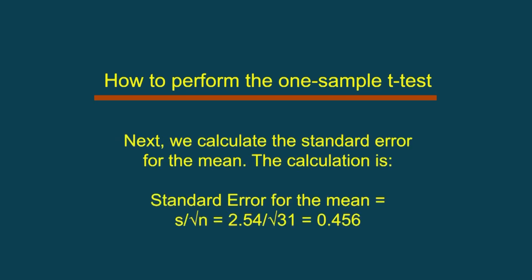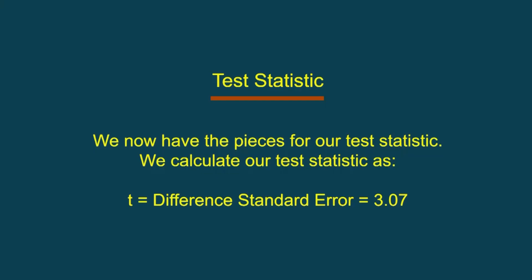Next, we calculate the standard error for the mean. The calculation is like this. It is S by root n. So S we can calculate, and root n is root 31. So that will come out as 0.456. We have to now go for the test statistic. So we have collected all the pieces of the test statistic. So we calculate the test statistic T as the difference divided by the standard error, that is 3.07. What we have calculated, you can do on a simple computer or even with a calculator. The mean and the standard deviation we have calculated, and the sample size we know is 31. So we have computed T.